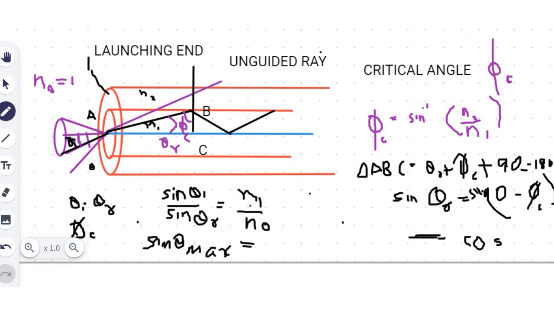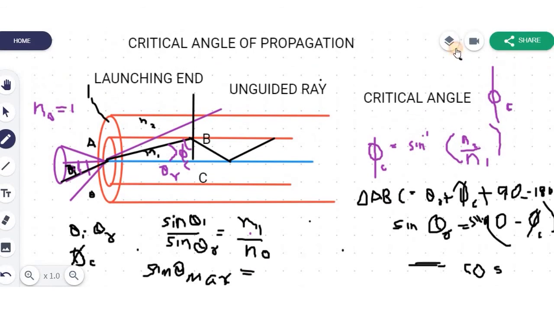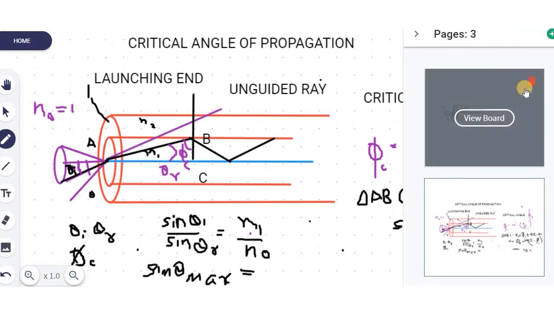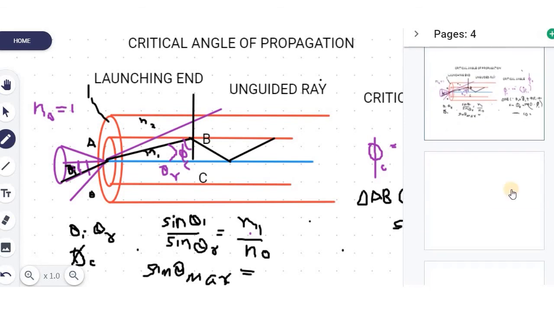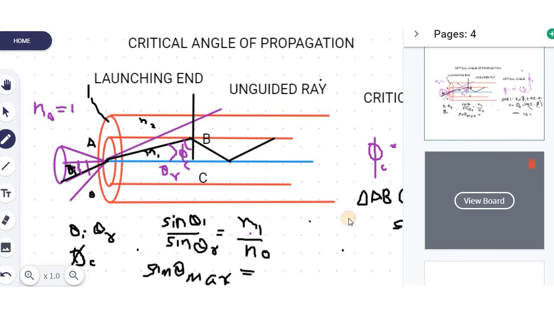Okay, hope that is clear for you. I'll take one more page, then it will be clear for you.